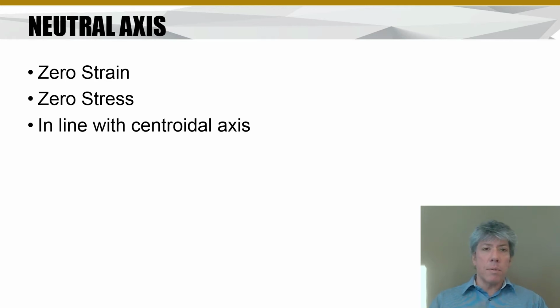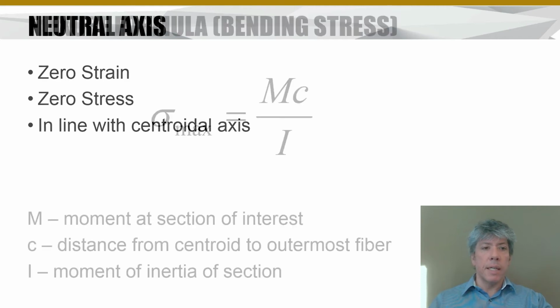When the beam stops behaving linearly and is behaving non-linearly, then the centroidal axis and the neutral axis may not coincide. But for what we're doing, we're only interested in the case when the beam deforms elastically, not when it deforms plastically. And so for our purposes, the neutral axis and the centroidal axis will be on the same line.